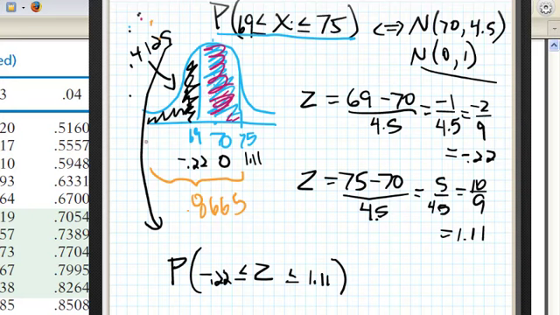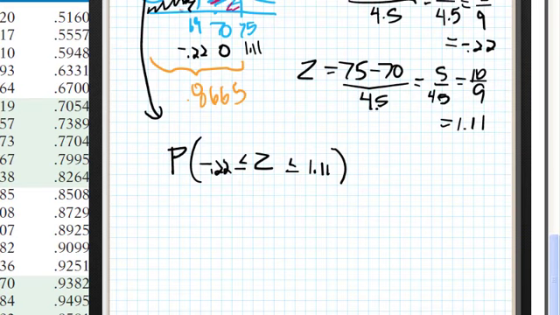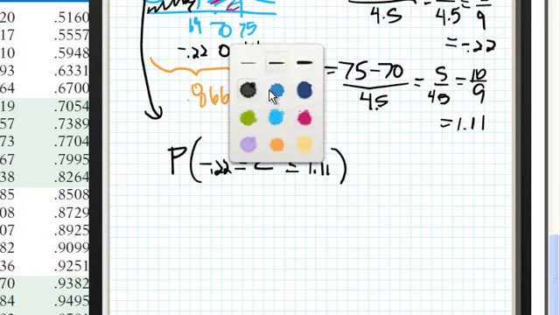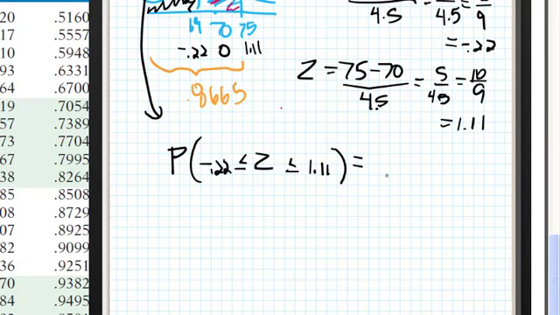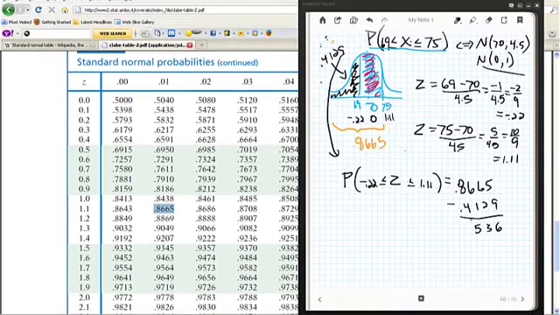Well, it's easy. If the area from negative infinity to 1.11 is 0.8665, and the area from negative infinity to negative 0.22 is 0.4129, what do I do? Well, you guessed it. I just subtract them. Just subtract areas. It's a simple geometric concept, right? So 0.8665 minus 0.4129. What do I get? 0.4536, is that right? So about 0.45, and that's my answer.